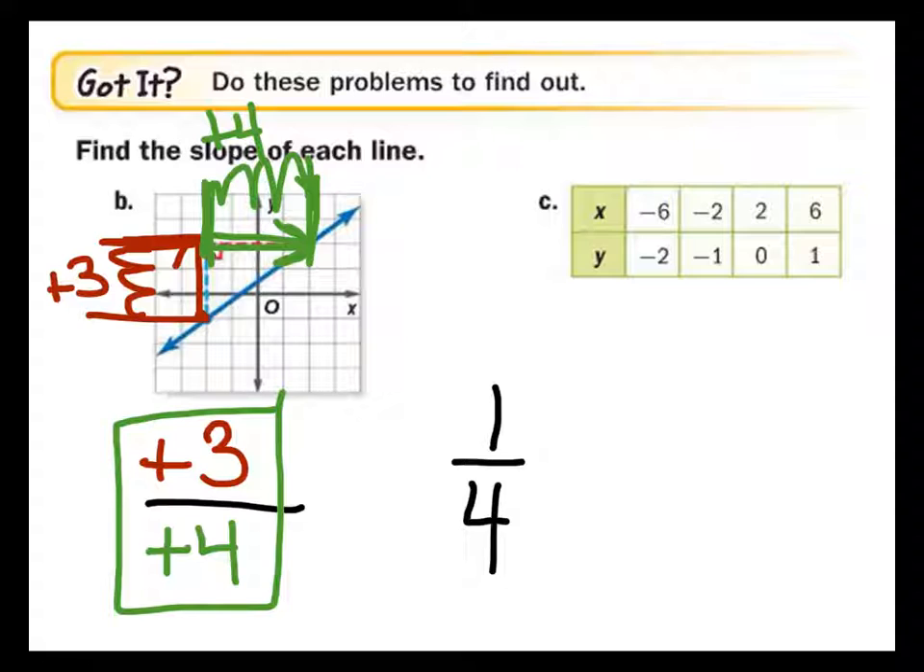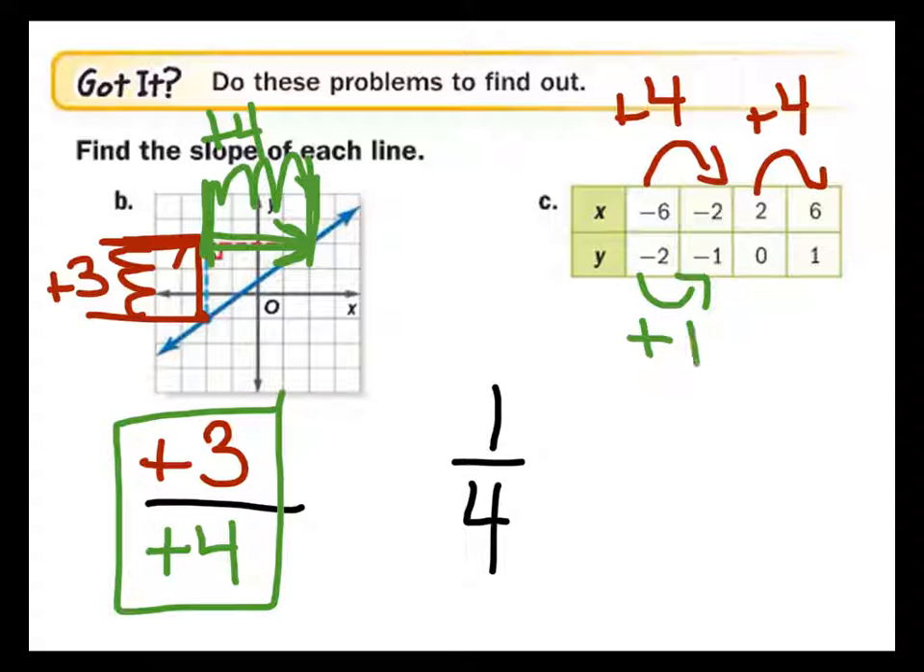Yes, Olivia? Negative 6, negative 2 is you're going up 4. Very good. So from 2 to 6 is up 4. And then the bottom ones are up 1. So this one is up 1? Yeah. And same here?